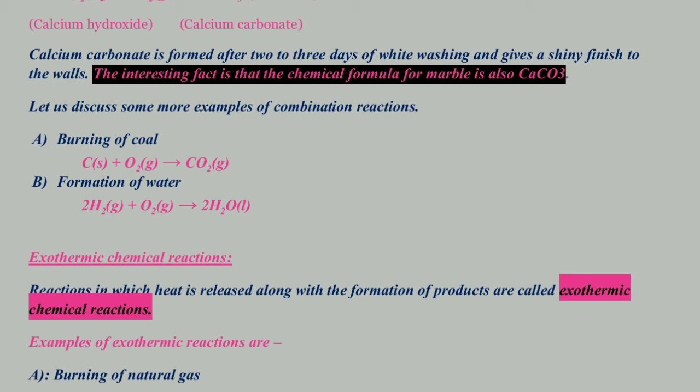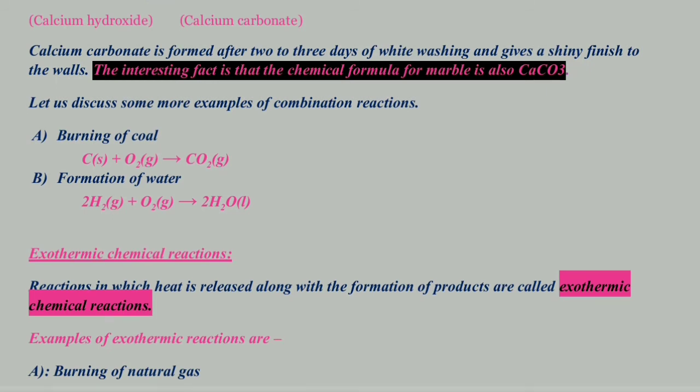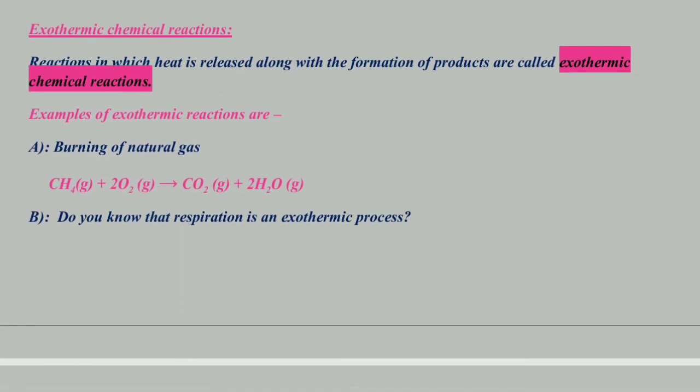Now there is an important point, exothermic chemical reaction. A reaction in which heat is released along with the formation of product is called an exothermic chemical reaction. It means when a reaction happens, a product is formed, but in some reactions, heat is also released along with the product. Those reactions in which heat is released along with the formation of product are called exothermic chemical reactions.